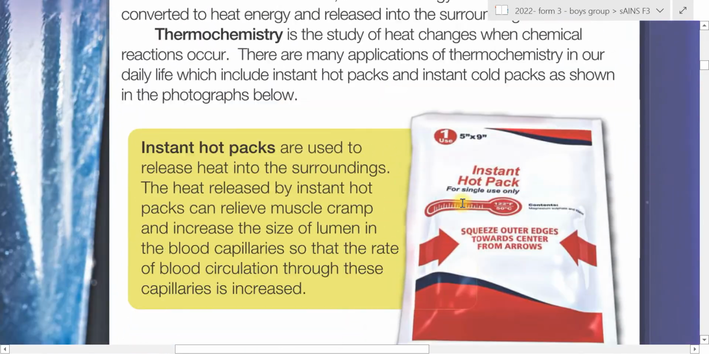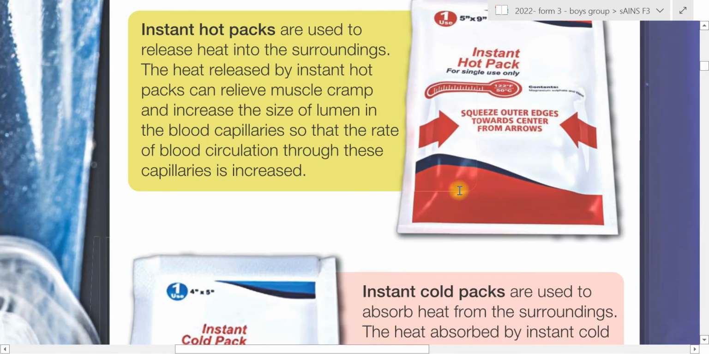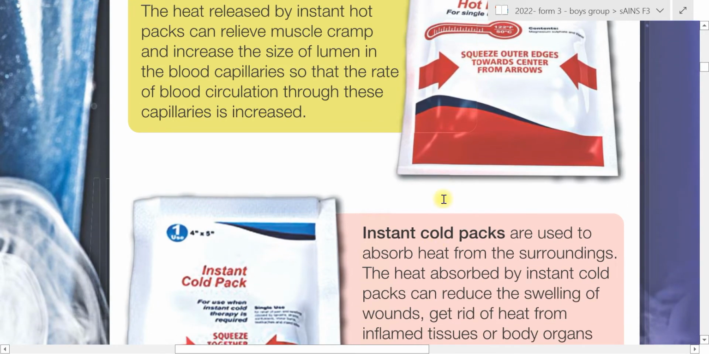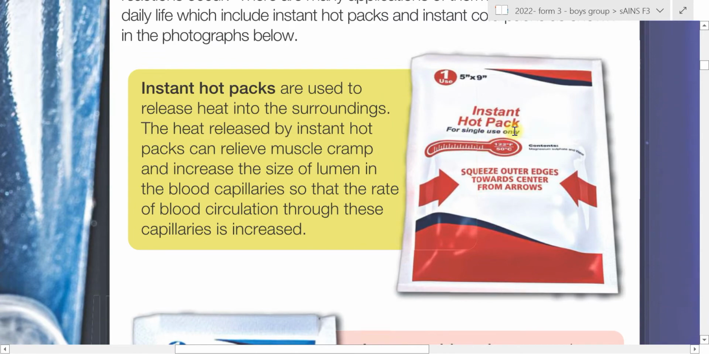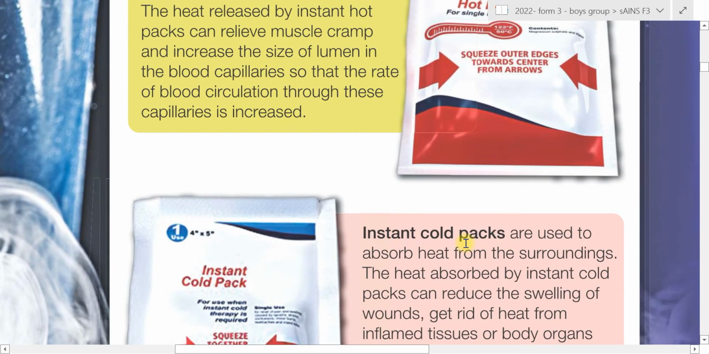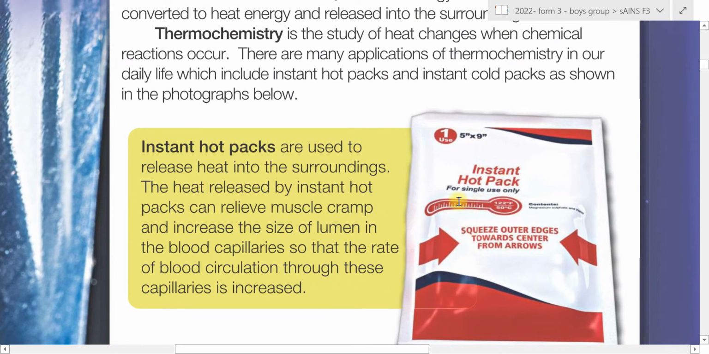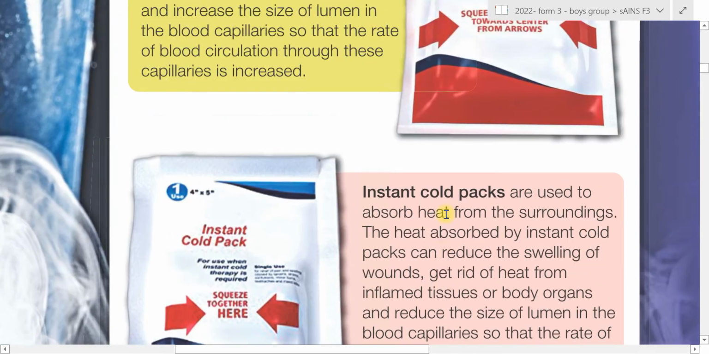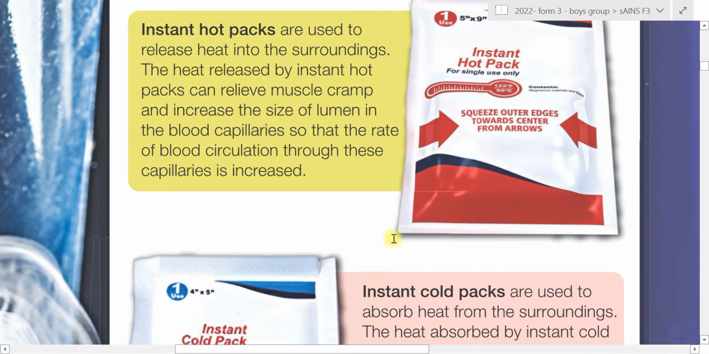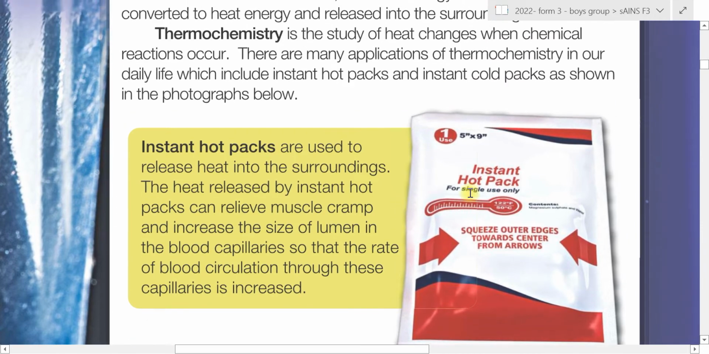Sometimes you play or do some exercise, and then you sometimes get injured. You normally will be provided between these two packs, hot pack or cold pack. You need to know what is the difference between them. Don't misuse them, or after that your injury will become double.